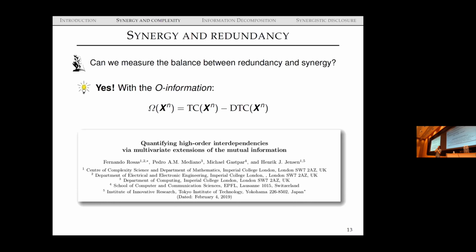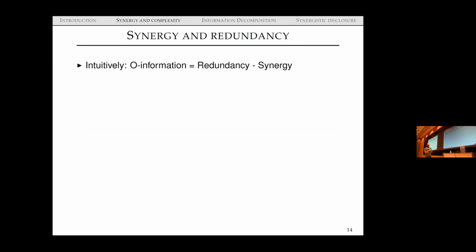For those of you that know this object called the co-information, this is basically a multivariate generalization of the co-information. That doesn't make any sense for more than 3 variables. This one still does. So that means the O information for 3 variables is the co-information.